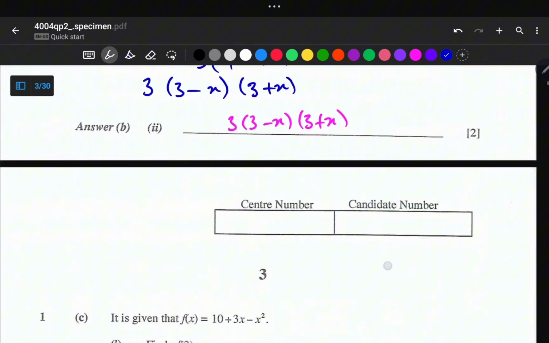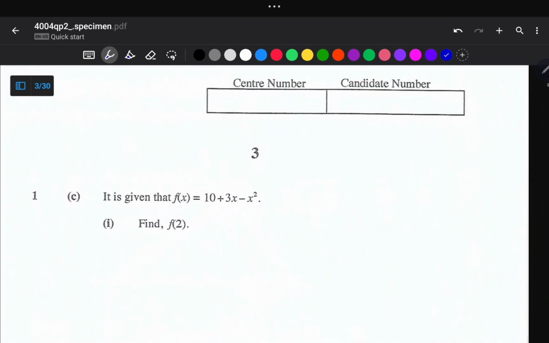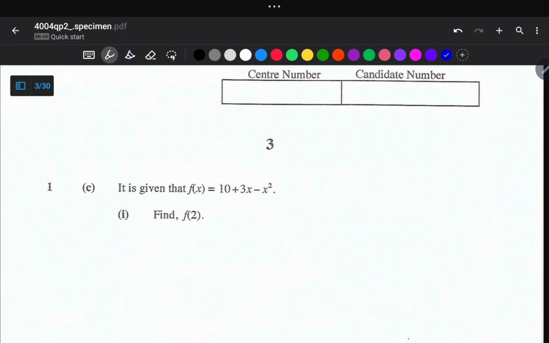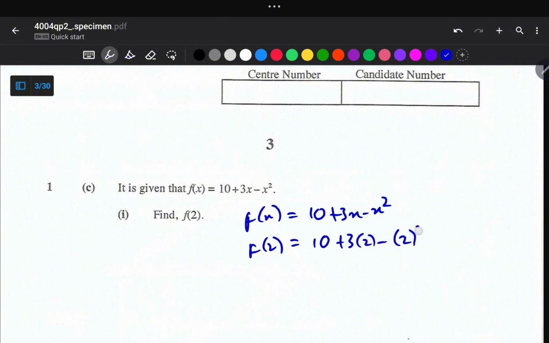and let us move on to part C of the question, which says it is given that f of x is equal to 10 plus 3x minus x squared, and we want to find f of 2. So given that f of x is equal to 10 plus 3x minus x squared, f of 2 is equal to, we are going to substitute 2 for every x in this function f of x. So here it is now 10 plus 3 multiplied by 2 minus 2 squared.